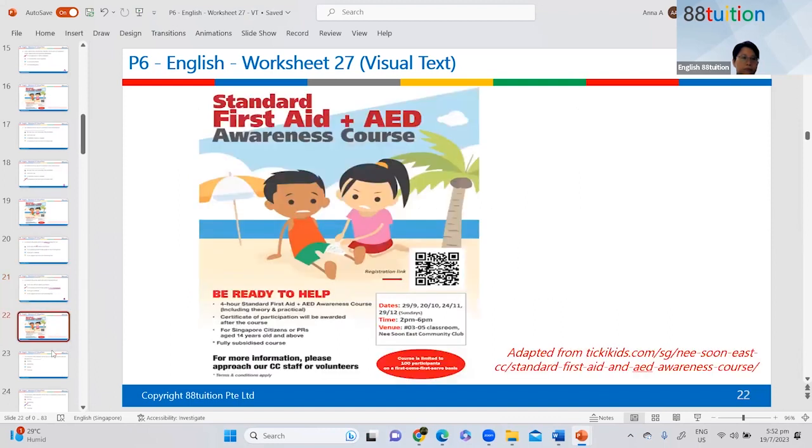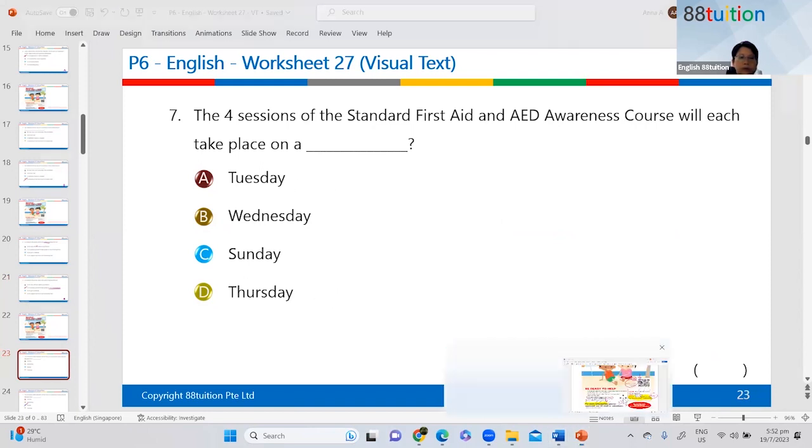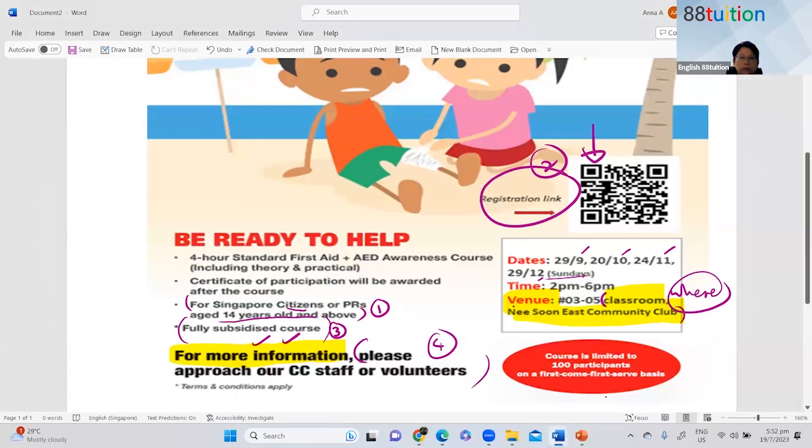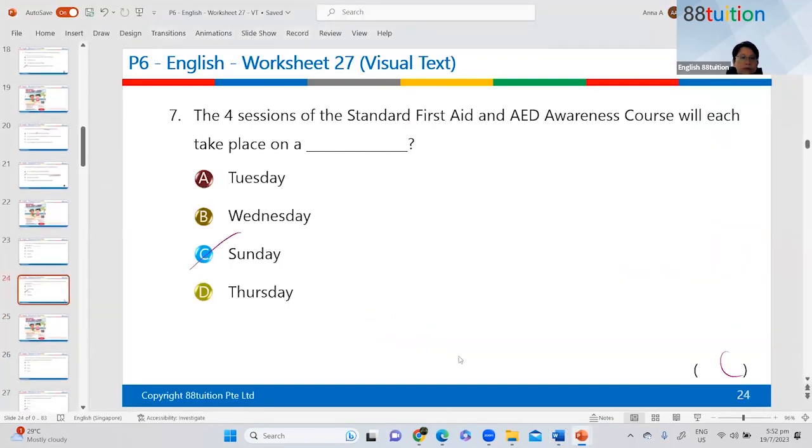Next one. 4 sessions will each take place on a Tuesday, Wednesday, Sunday, Thursday. So we go back here. You look at that. It's actually on Sunday. Okay. It's stated there very clearly. It's Sunday. Let's go. I hope you got C as your answer. Correct? Next.